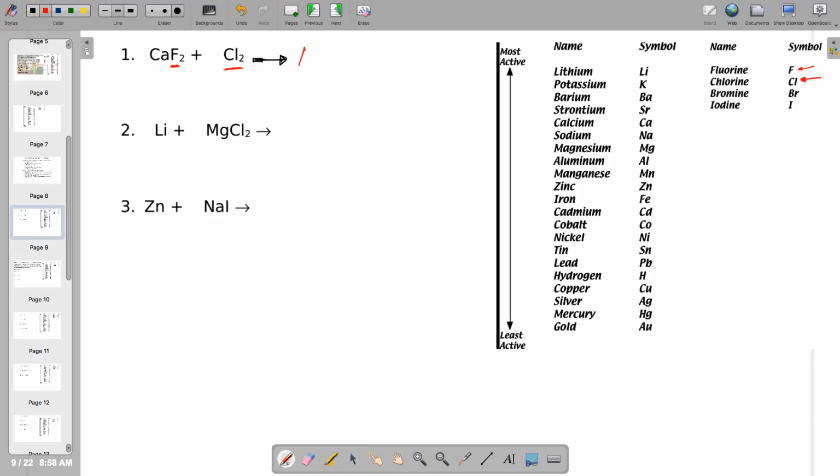No reaction takes place. And that's because this single element, which is not part of a compound, is below the fluorine, below the similar element that appears in the compound. If it were calcium chloride and fluorine, then the reaction would take place because fluorine is above chlorine on the activity series. So in this case, there's no reaction.